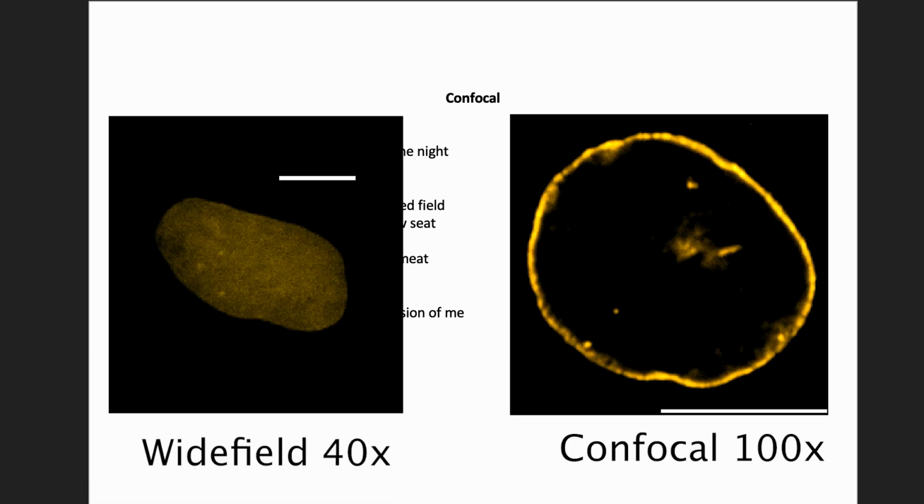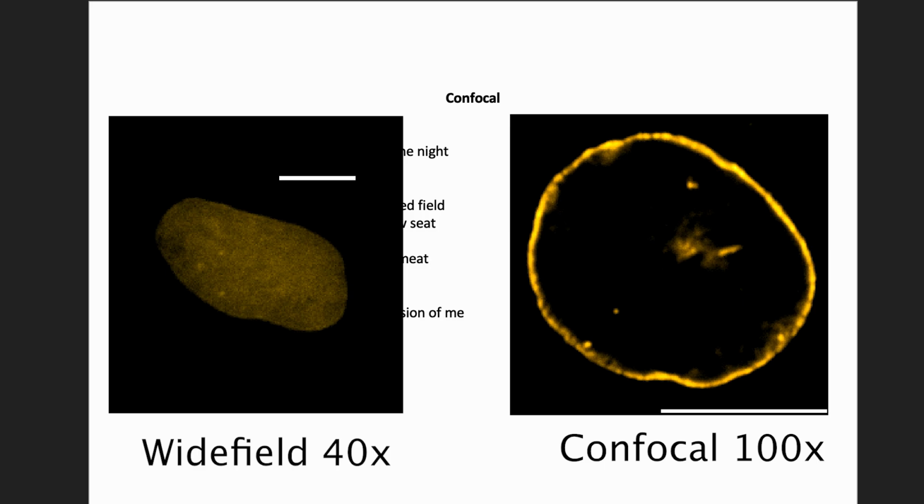Also on the left, we can see that it is a wide field image. You can see how the entire nucleus is lit up because, again, all of the fluorophores in my sample are being lit up at once. However, on the right side, we see a picture of a confocal image of the exact same nucleus. Okay, maybe not the exact same, but they're from the same sample.